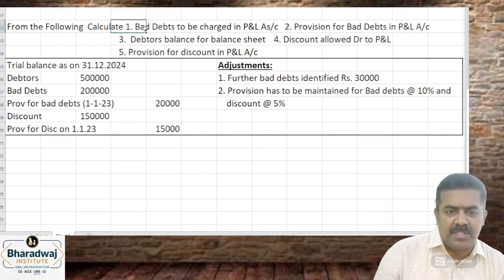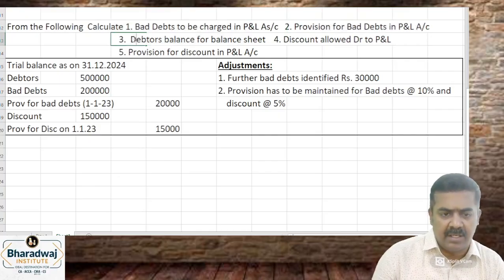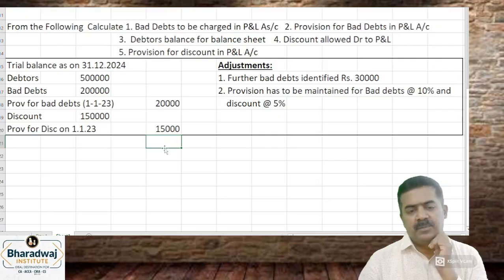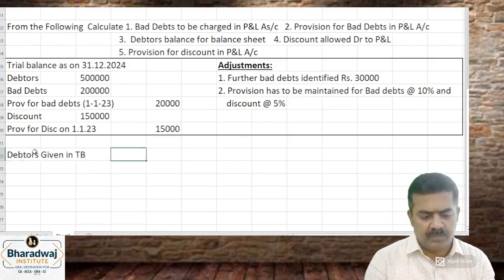They ask you how much bad debts will be charged in P&L account, provision for bad debts in P&L account, debtors balance for balance sheet, discount allowed debited to P&L account, provision for discount in P&L account. First, let us work out debtors. What is the debtors given in trial balance? 5 lakhs.